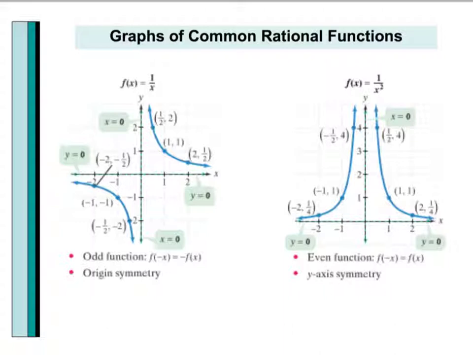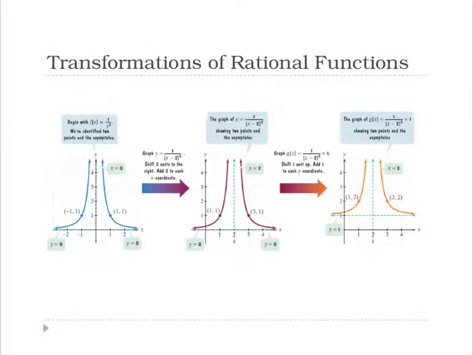When we input 1 into x, we get 1. When I input 2 into x, I get a quarter. And then when I input a half, I get 4. The same thing here, except our inputs are negative, our outputs are going to be identical, right? So here's an example of transformations, a sequence of transformations with rational functions. Let's take a look at this one.